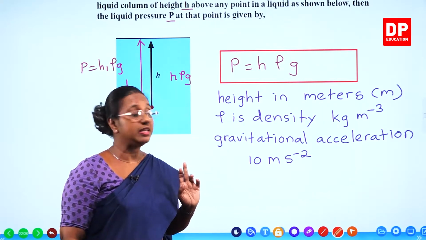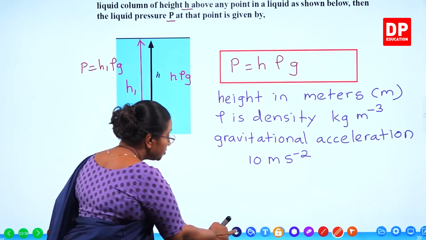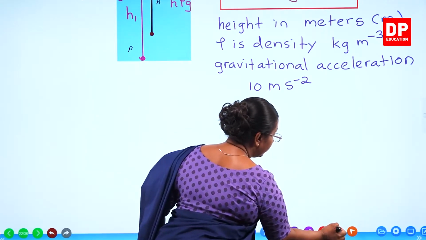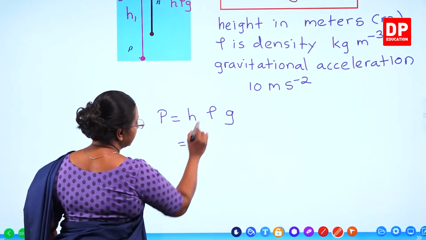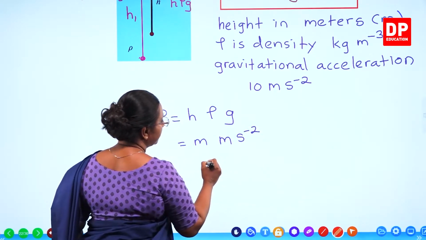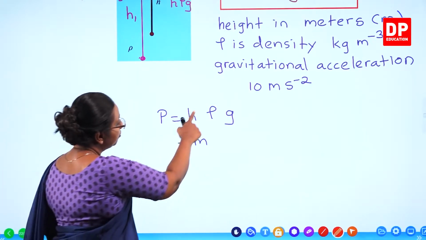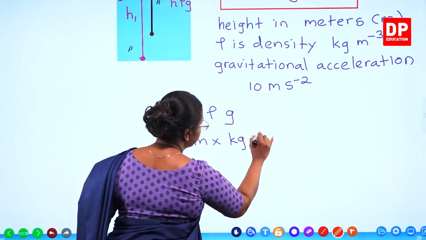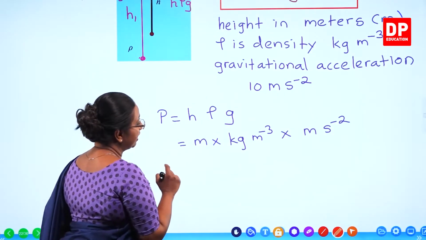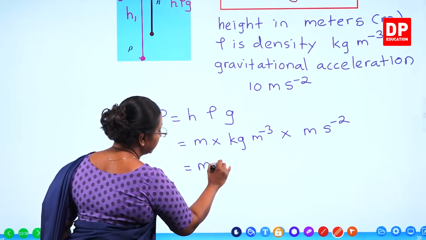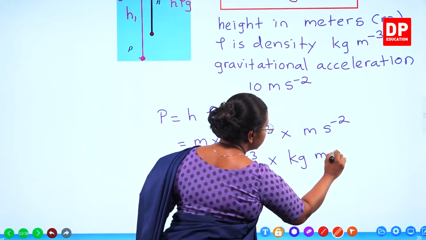So, the unit for height is meters. Density, kilogram per meter cube. And gravitational acceleration is meters per second square. So, using all those units, if we try to derive the unit for pressure, pressure equals H rho G. H is going to be in meters, rho is density, that will be in kilogram per meter cube, and gravitational acceleration meters per second square. If I rearrange the unit, students, we will have the meter here, into, I'll bring the meter minus 3 there, that into kilogram meter second minus 2.